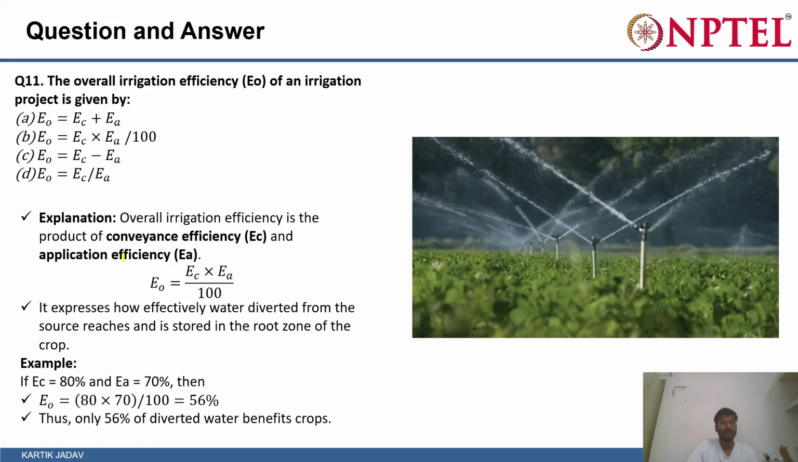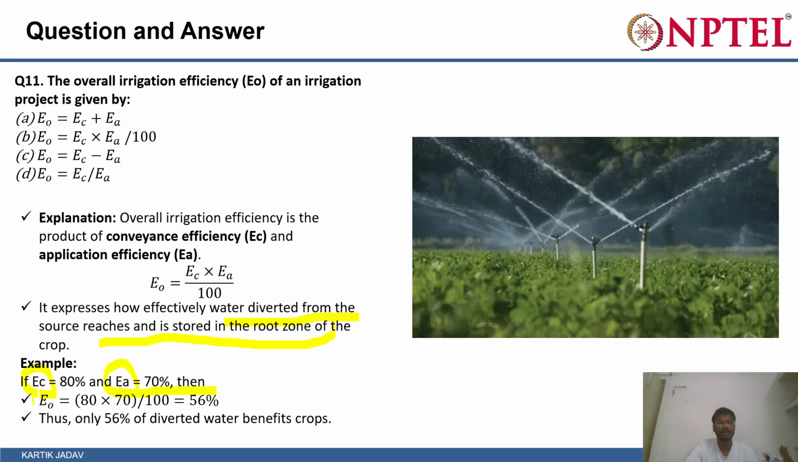So overall efficiency, we know that is the multiplication of conveyance and application efficiency, divided by 100. It expresses how effectively water is delivered from the source to be stored in the root zone of the crop. For example, if you have a conveyance efficiency of 80% and application efficiency of 70%.